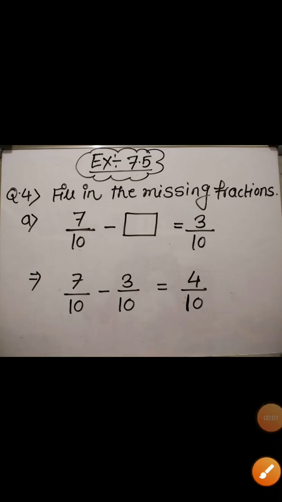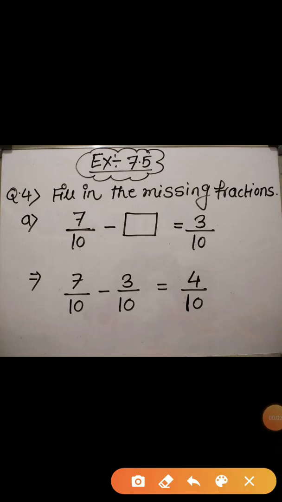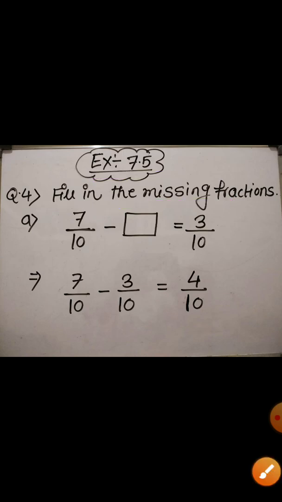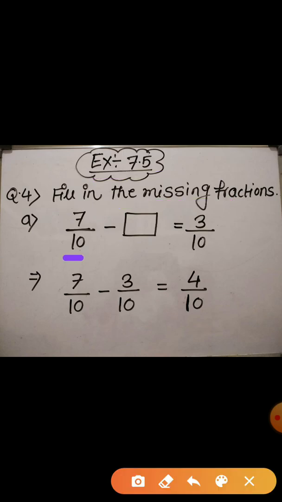Students, today I am going to discuss question number 4 and 5 of exercise 7.5. Question number 4 is fill in the missing fraction. Now look at the first one. 7 by 10 minus missing fraction is equal to 3 by 10. So how will you find out the missing fraction?